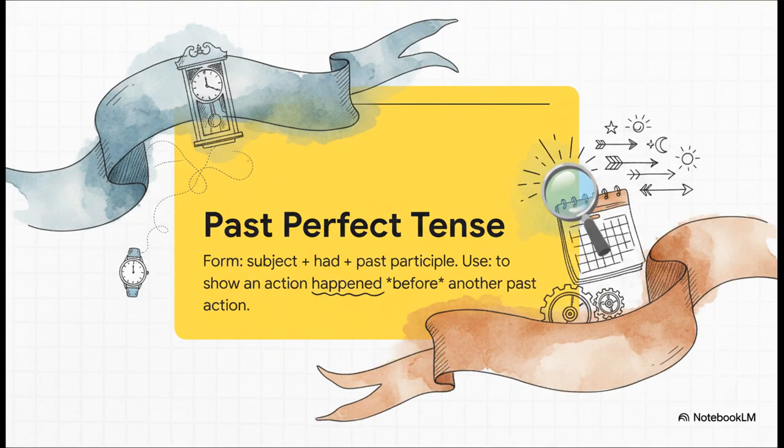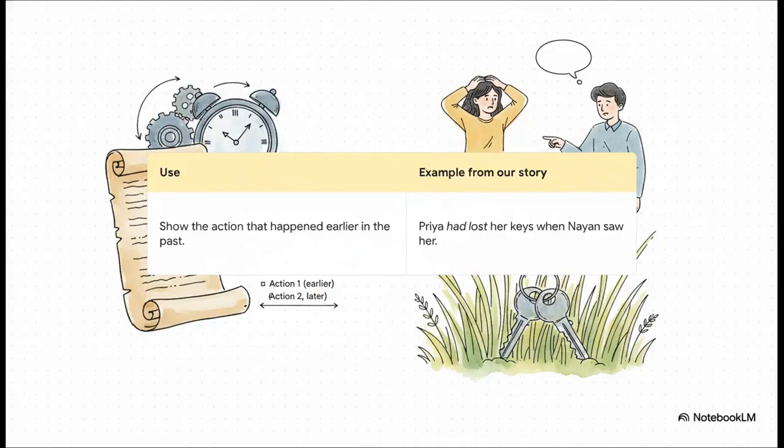And to talk about that deeper past, we have a special tool, the past perfect tense. The form is simply had plus the past participle. And its whole reason for existing is to show that one action happened before another past action. It's basically a timeline organizer for your story. Let's put that into a simple chart.